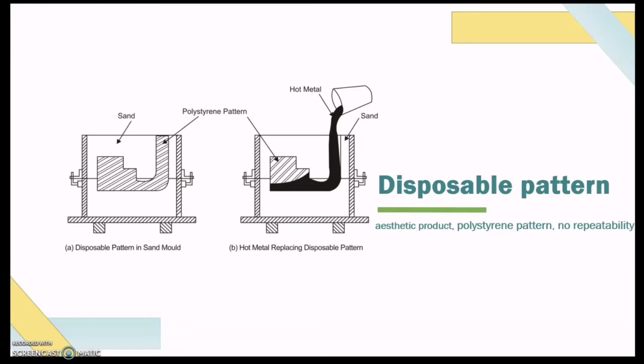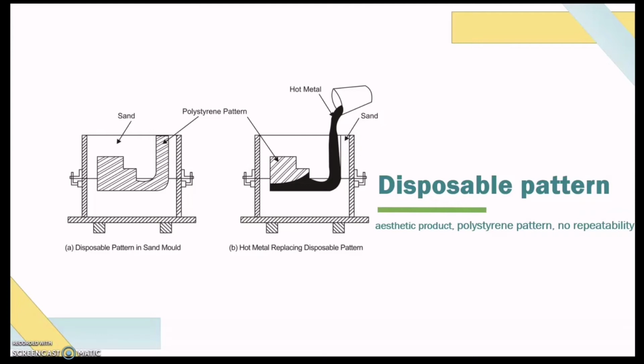Next, we look into disposable pattern. The process is much simpler than removable pattern. As we know, disposable pattern uses a polystyrene pattern, which has no repeatability and can produce a static product. The polystyrene pattern is soft and it is easy to turn into any size and shape.